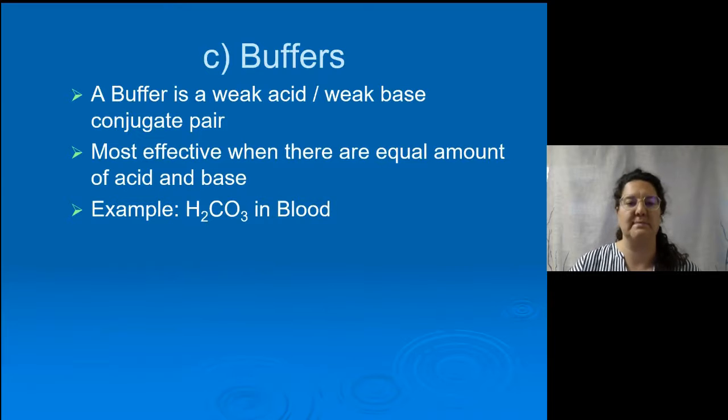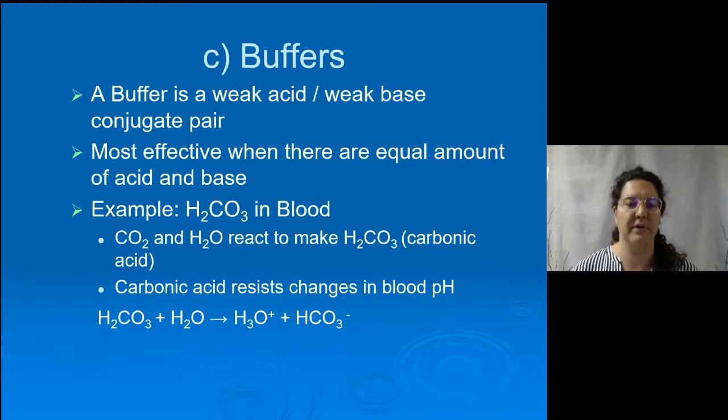When it comes to acids and bases, we also want to talk about buffers. A buffer is a weak acid or a weak base conjugate pair. These are ones that don't dissociate fully, so the pH doesn't change a lot. And it's most effective when there are equal amounts of acid and base.